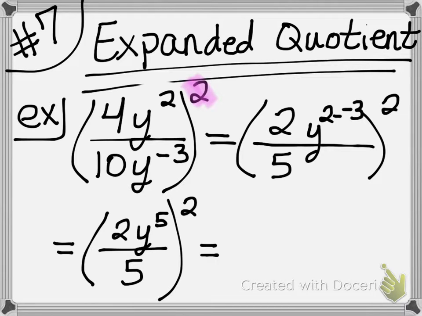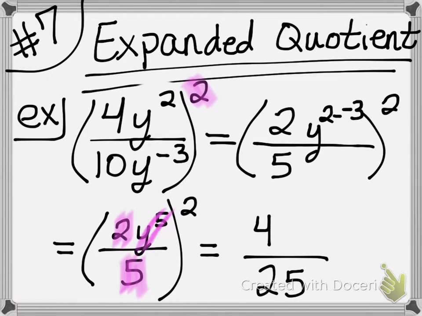Now what happens here is every single thing is going to be squared. This coefficient will be squared, giving us an answer of 4. The 5 will be squared, giving us an answer of 25. And so will the y, which we learned from our power rule. We get to multiply those exponents together, so it'll be y to the 10th power.